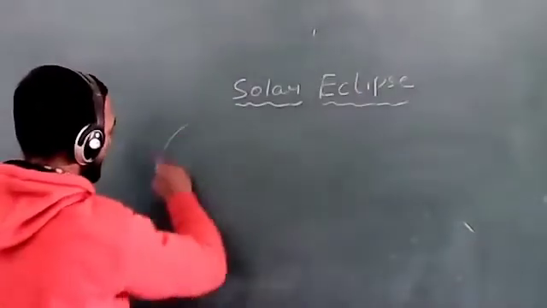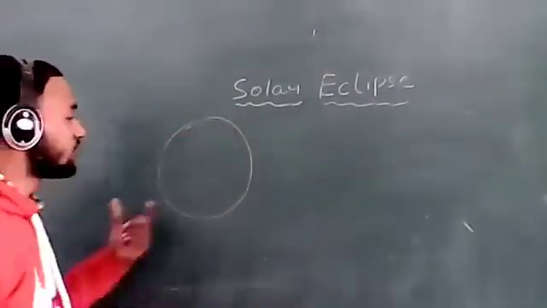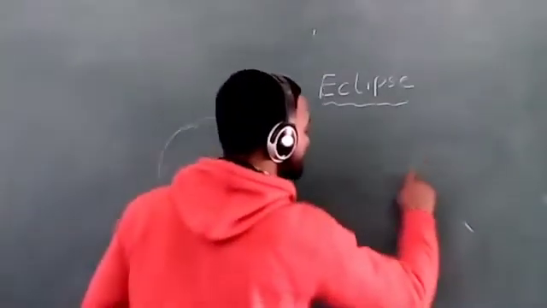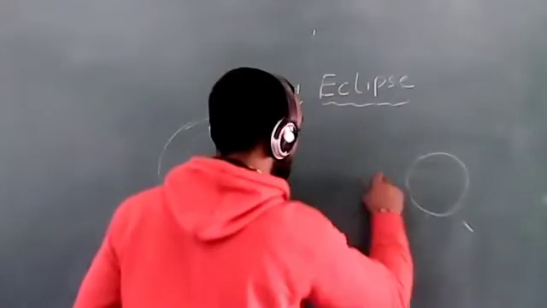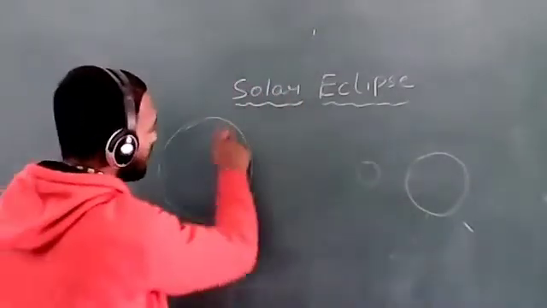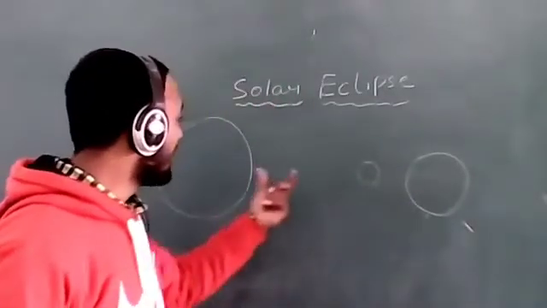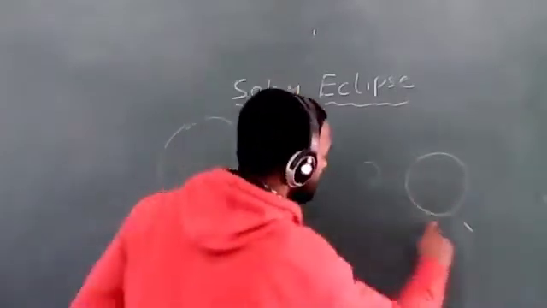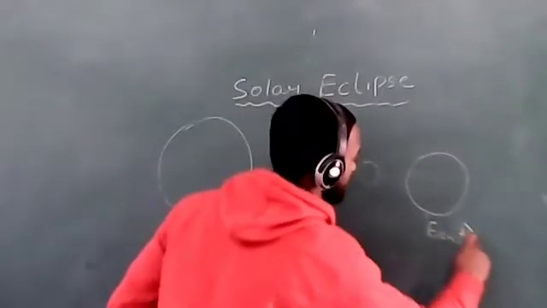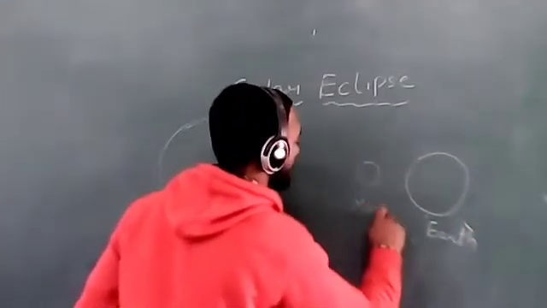In a solar eclipse, who comes in between Earth and Sun? Moon. So the Moon stops the sunlight from reaching the Earth and forms a shadow on the Earth. Suppose this is the Sun, the source of light, here the Earth, and the Moon. What happens when the Sun produces light? The Moon comes in the path of the light produced by the Sun, and a shadow is cast on the Earth. This is Earth, Moon, Sun.